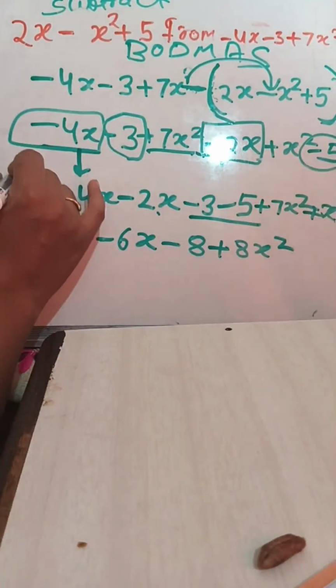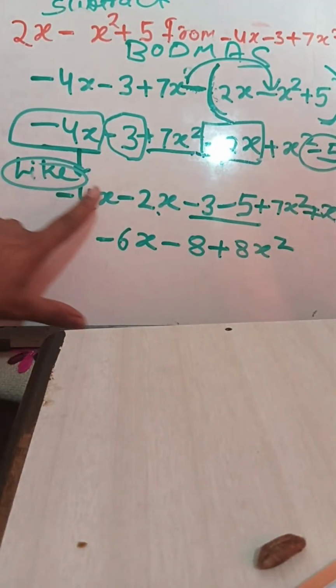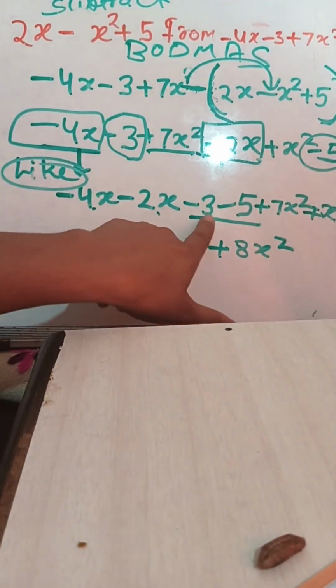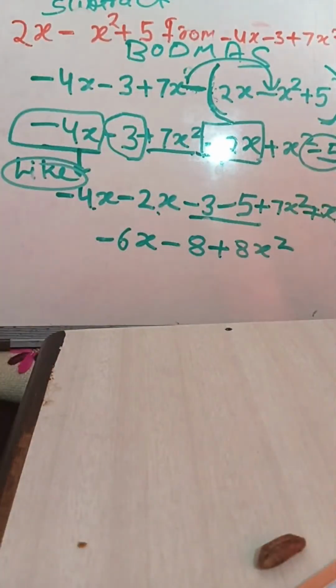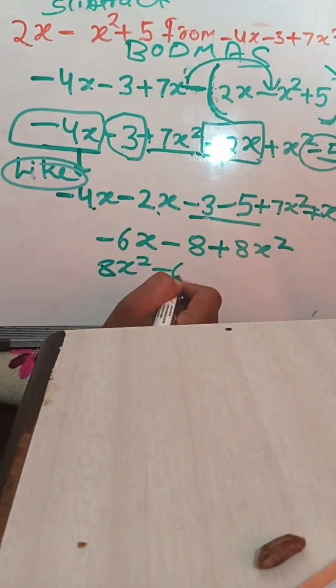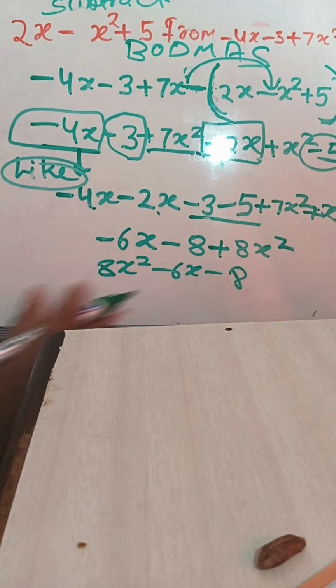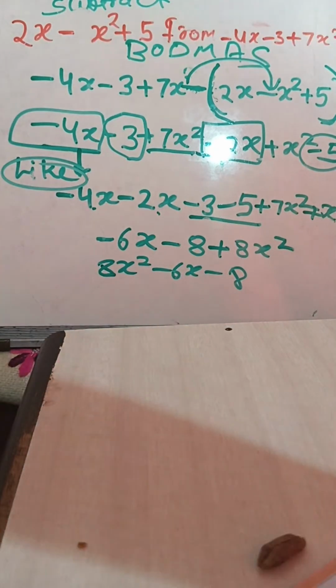Now we put like terms together. Here minus 4x, minus 2x, minus 3, minus 5, 7x square and x square. Then we add all the terms. Now we can write our answer like this: 8x square minus 6x minus 8. Highest power to lowest power, we can arrange our answer like this. I hope it is clear to everyone.